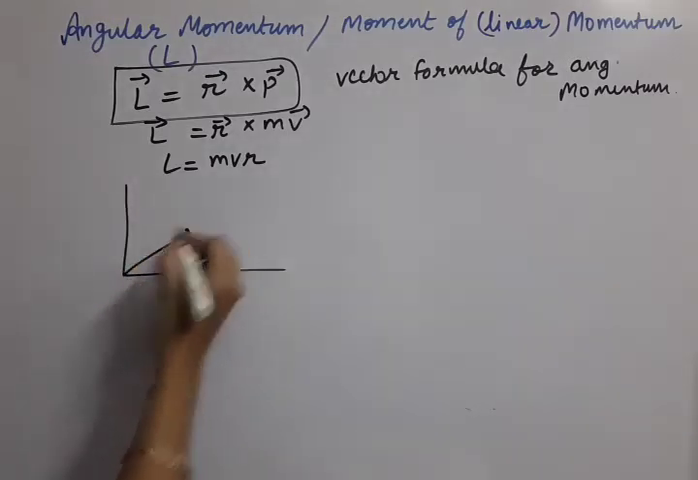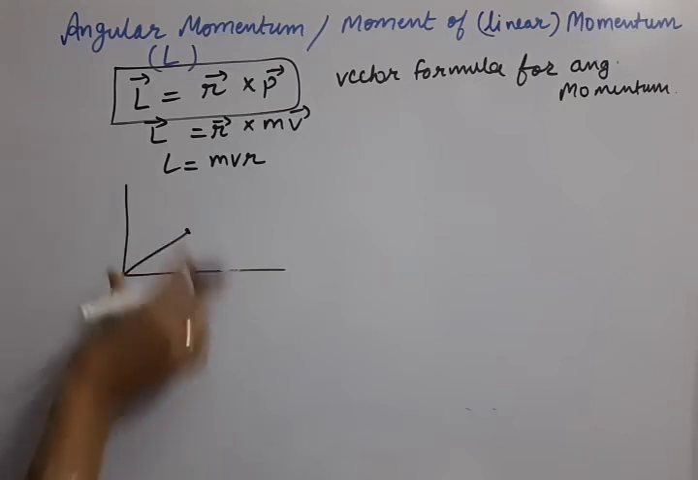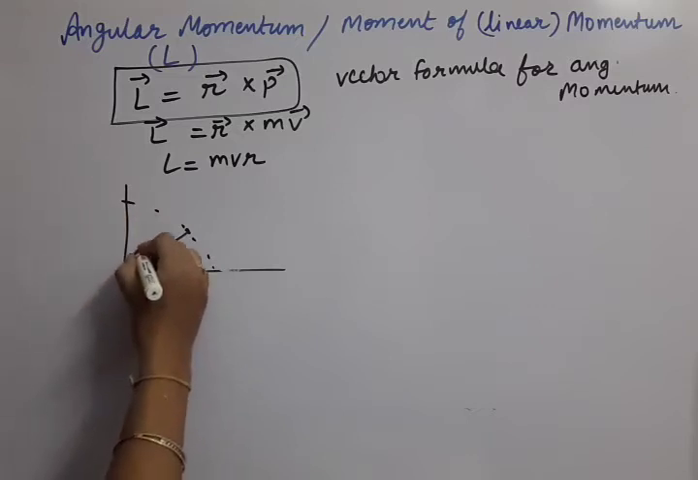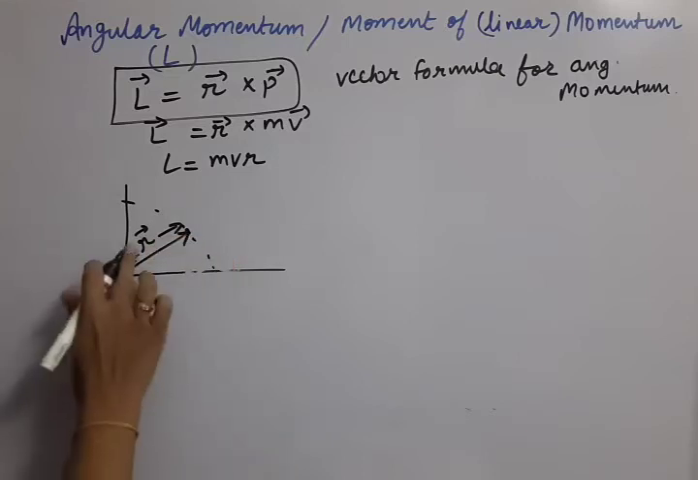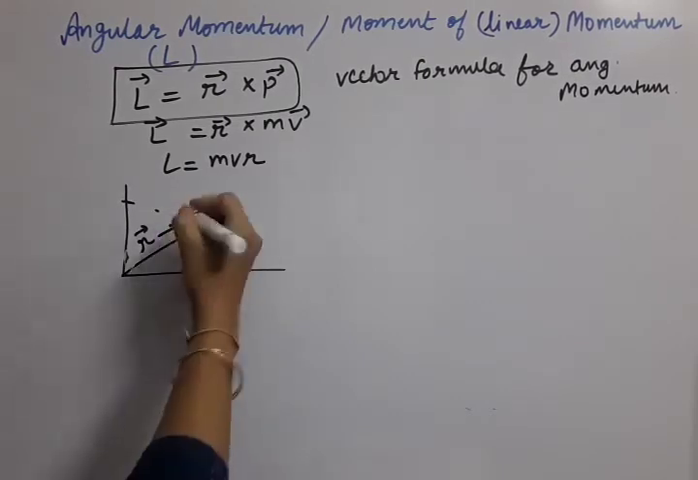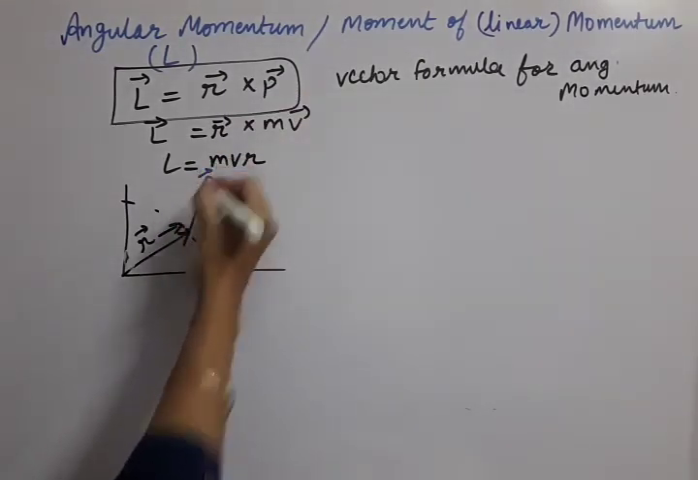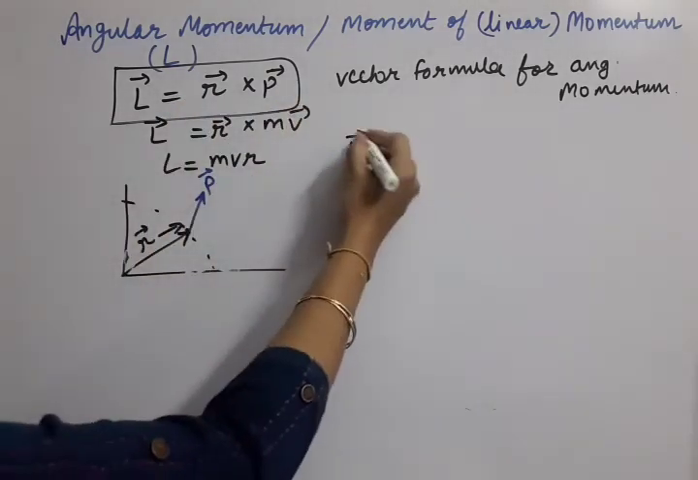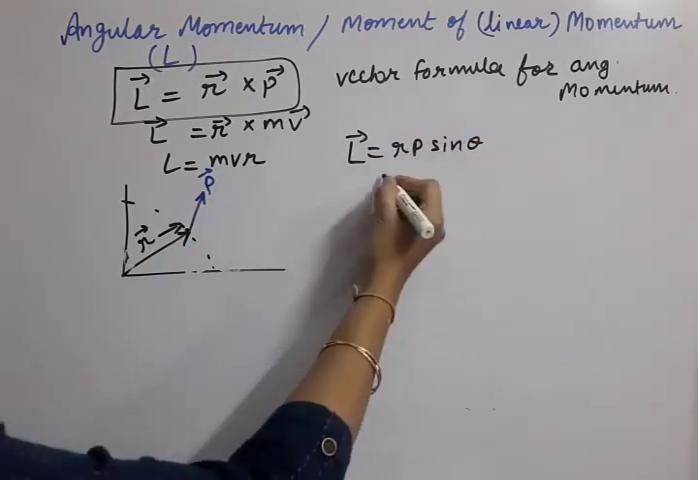Suppose this is the fixed axis and this is the free end of the body which is rotating. Like this it is rotating. So this is our R vector, and suppose its linear momentum, which is again a vector quantity, is in this direction. So if we open this L formula, R cross P, it will become Rp sin theta.